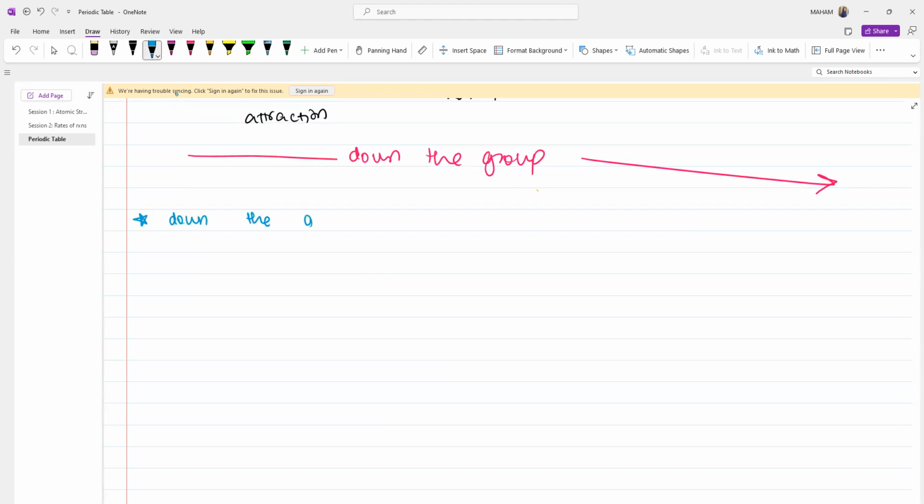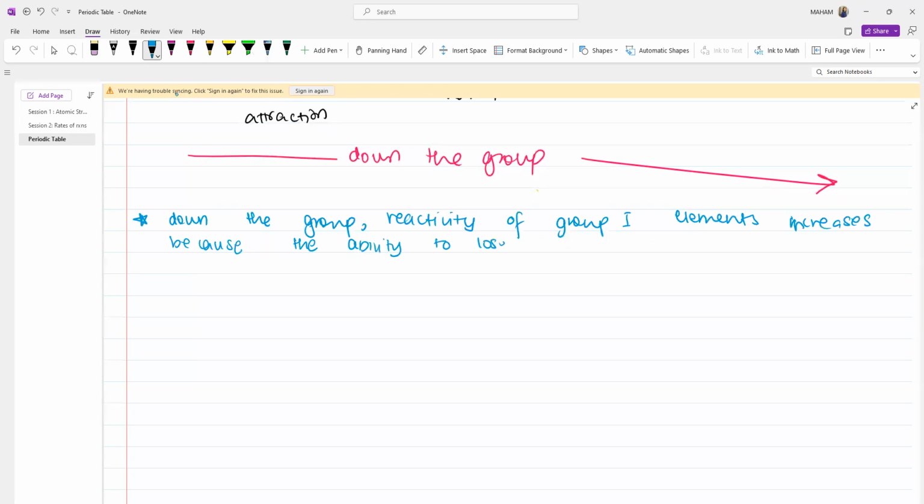So down the group, reactivity of group 1 elements increases because the ability to lose electrons increases due to the increase in atomic radii.